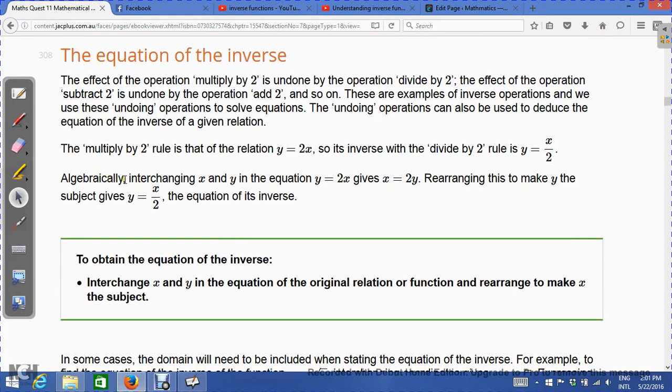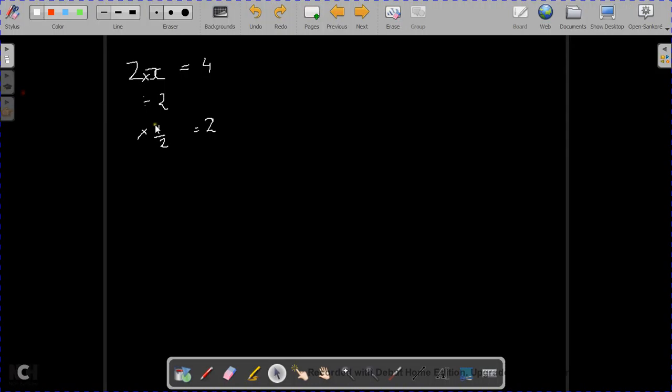Algebraically, we interchange x and y in the equation y equals 2x. So what happens if we interchange the x and the y? The x goes where the y is, and the y goes where the x is. So x equals 2 times y.